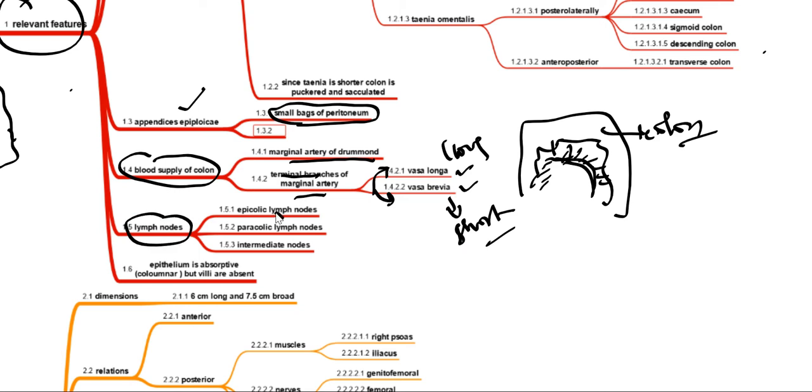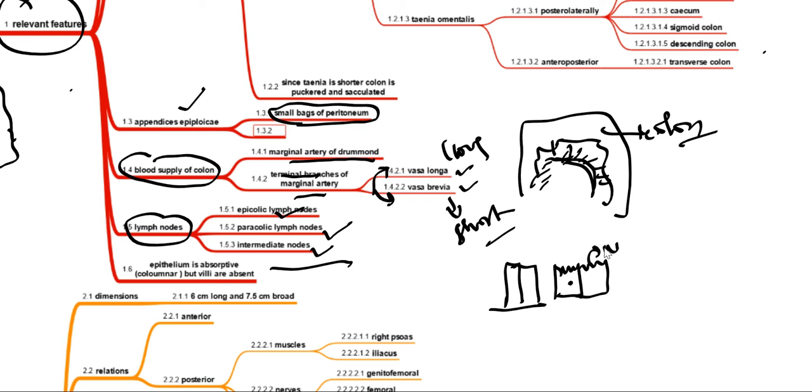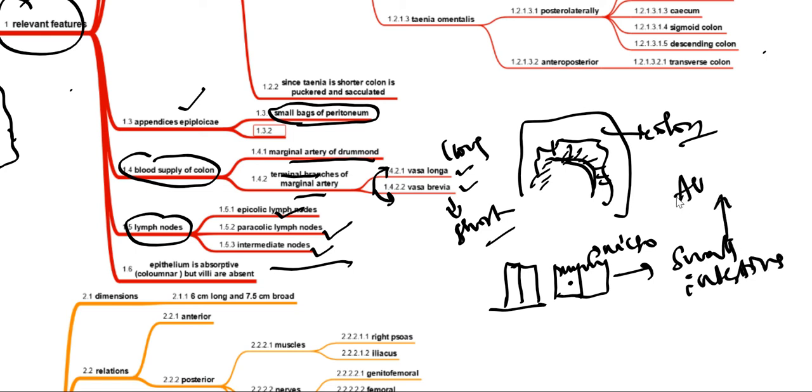The lymph nodes are epicolic, paracolic and intermediate lymph nodes. The epithelium is columnar, but it does not have villi on its surface. Microvilli are present in the small intestine for increased area of absorption, but in the large intestine no microvilli are present. So this is a differentiating feature.